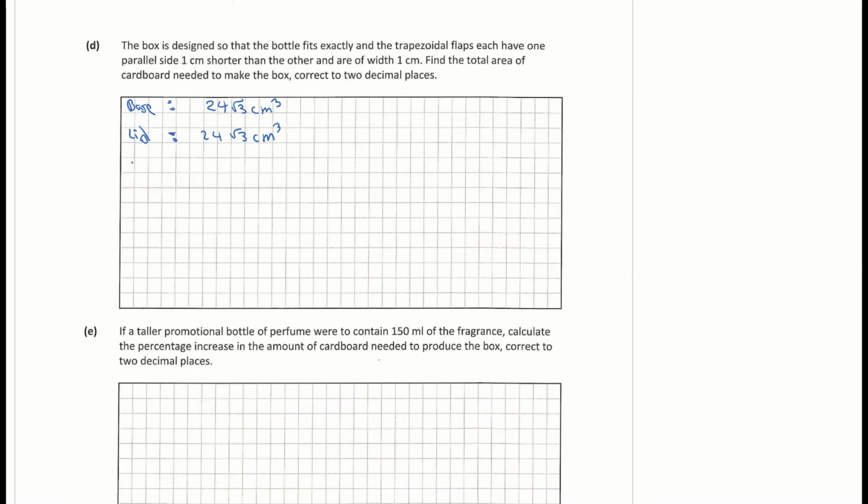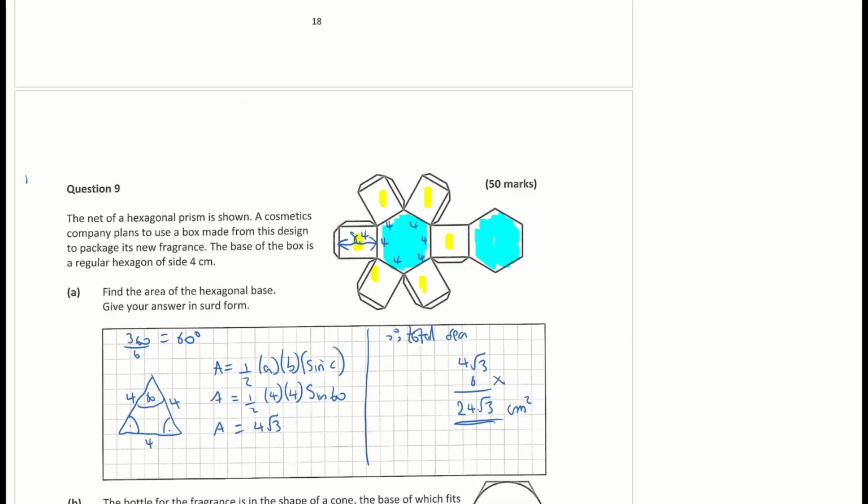So I have my sides and I have 6 of them. And I'm going to multiply that by the area, which is 4 multiplied by 8.4. And that is giving me a total area for the sides of 201.6 centimeters cubed. Back up to the picture.